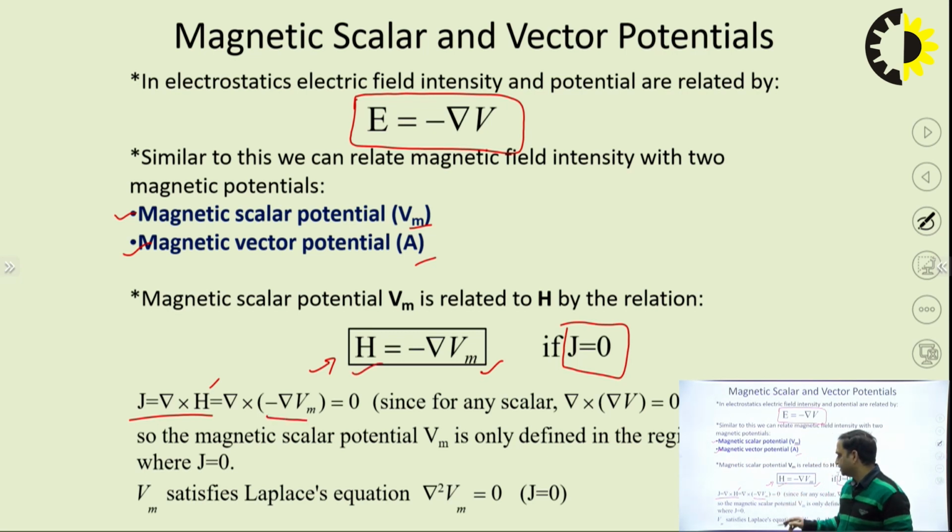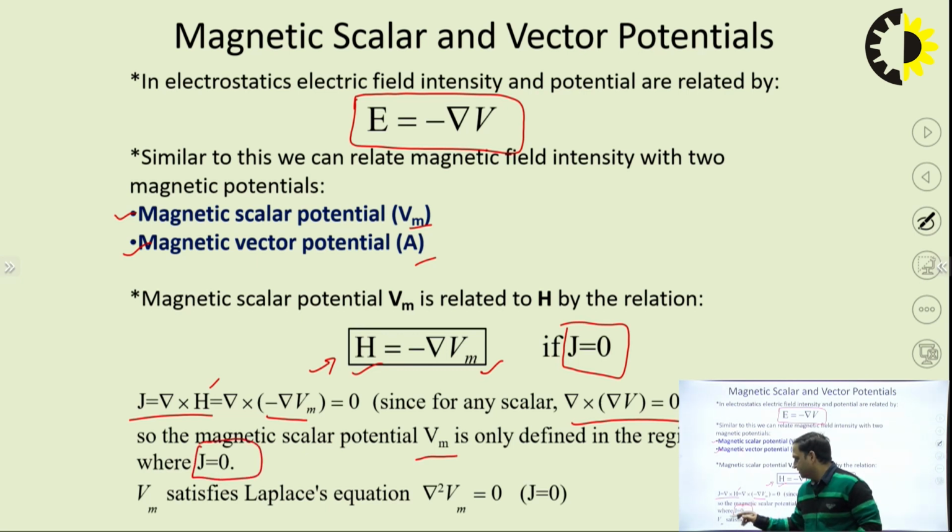So this is again the curl of the gradient of any potential, which is equal to 0. This is the identity we are very much aware of. So the magnetic scalar potential Vm is only defined in the region where J is equal to 0. This is a specific condition when there is no current density present. In that case only, the scalar potential comes into the picture.